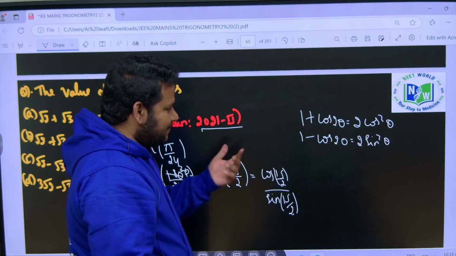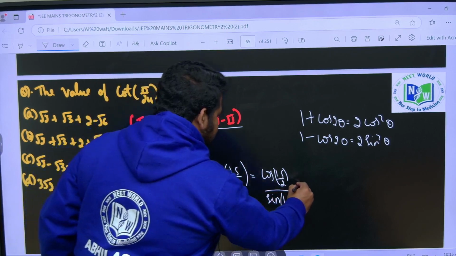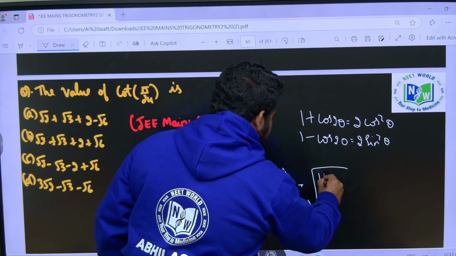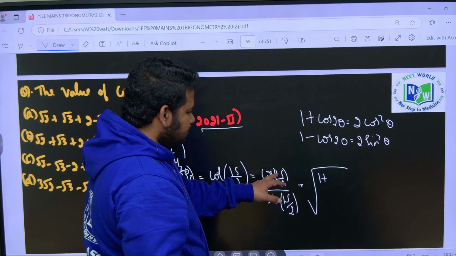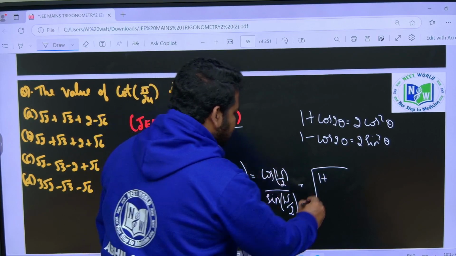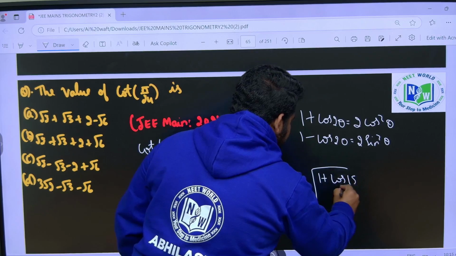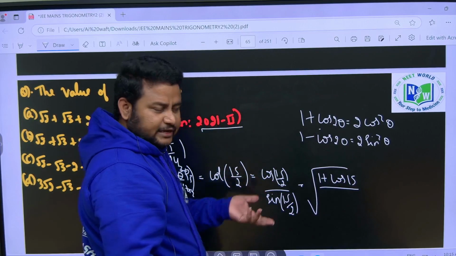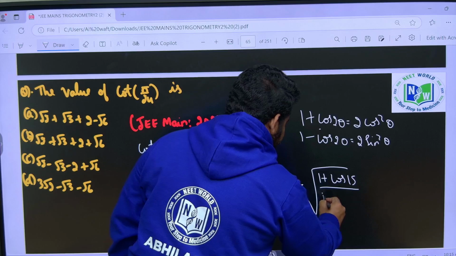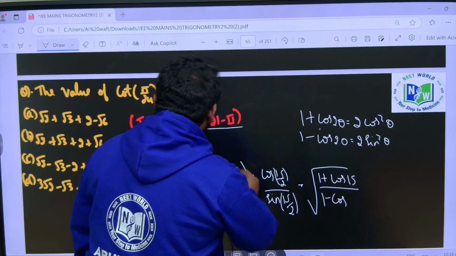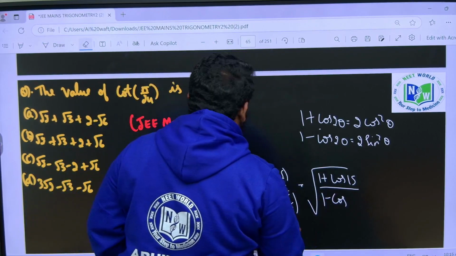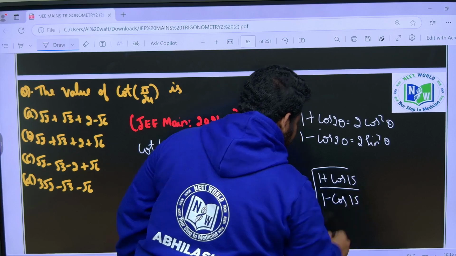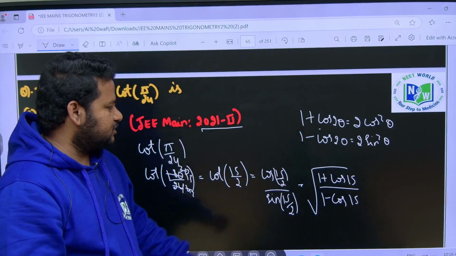So what will happen if I substitute the values? Because both are square roots, this will become square root of 1 plus cos 2 theta, where 2 theta is 15 degree, divided by 1 minus cos 15 degree. The divided by 2 in both gets cancelled, so no need to write it. As much as possible you have to avoid certain steps. So it is 1 plus cos 15 degree over 1 minus cos 15 degree.